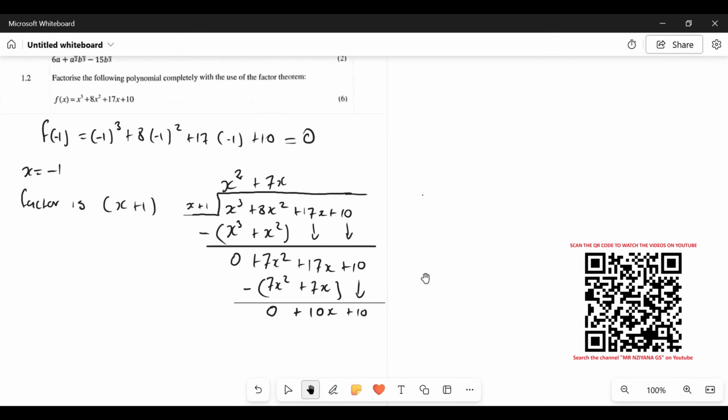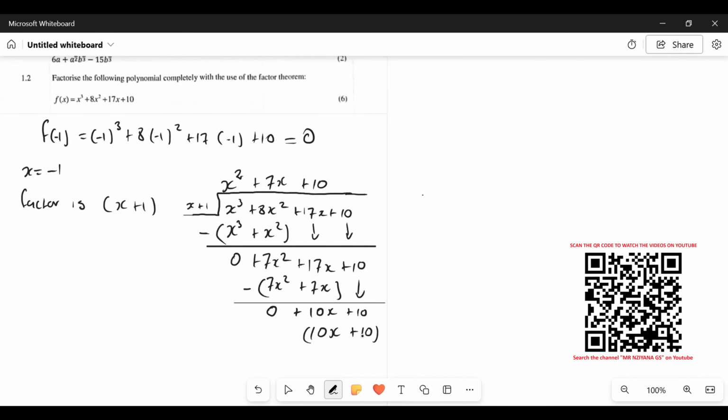Okay. So again, we do the very same thing that we did before. We divide this 10x with that x there. If we do that, we're going to be left with positive 10. There we go. And then from there, we multiply this 10 with x plus 1. If you multiply x with 10, that is going to give us 10x. If you multiply 1 with 10, it's going to give us 10 there.